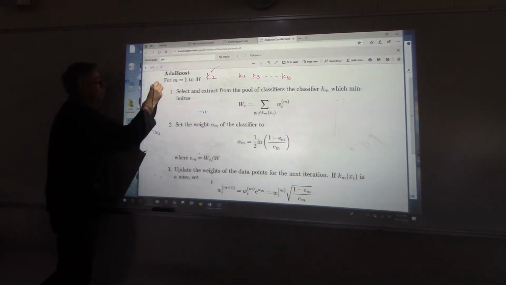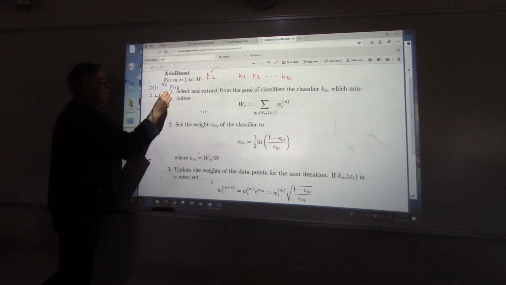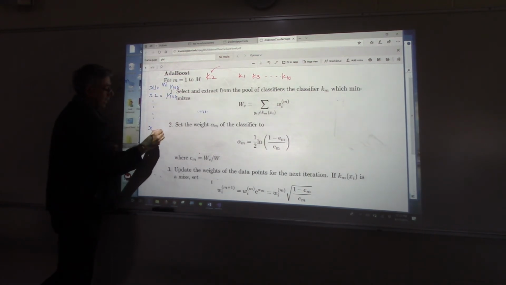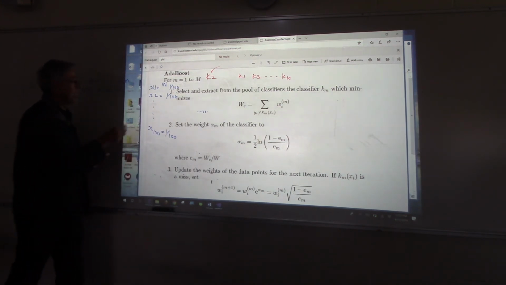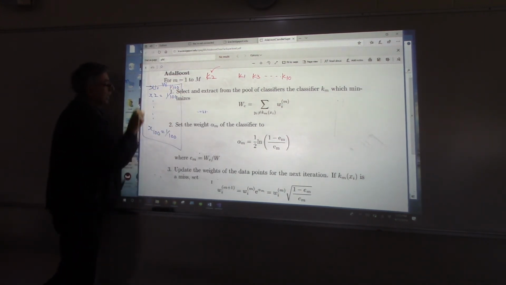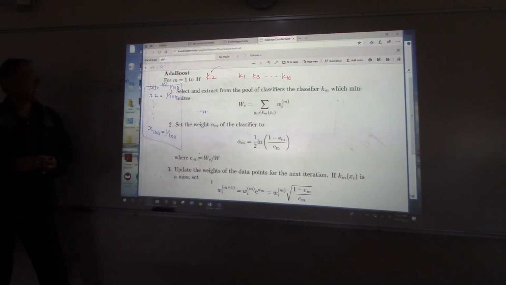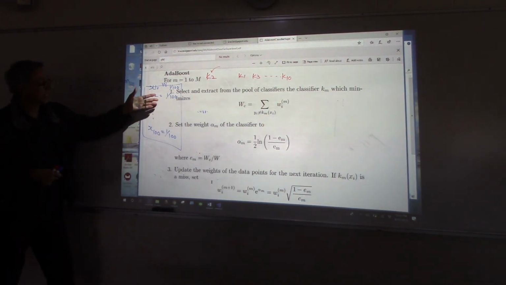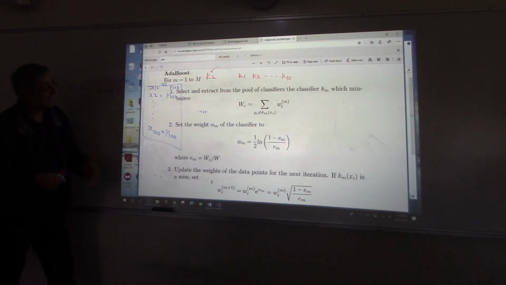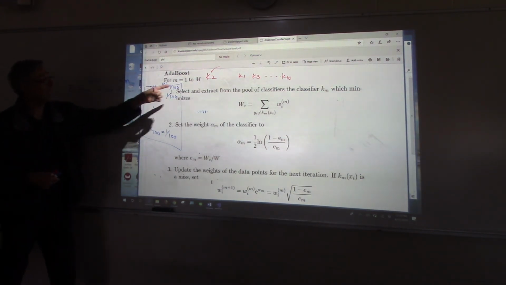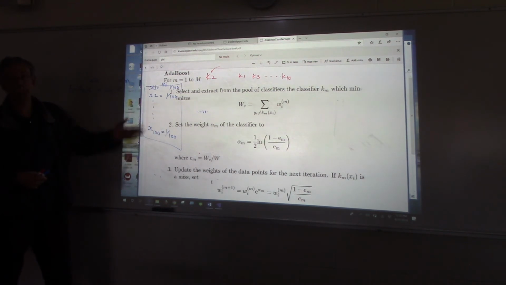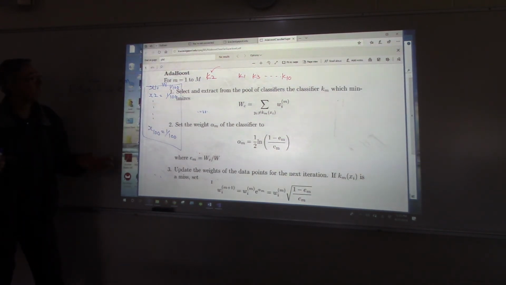In the beginning, what was the weight of each one of these? 1 over 100. So the intuitive idea is like this. Think of it this way to understand what adaptive boosting is doing. In the beginning, everybody is important, like all of our test data is important. So we picked the classifier which did the best on this test data, right?